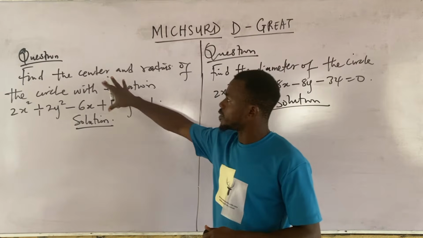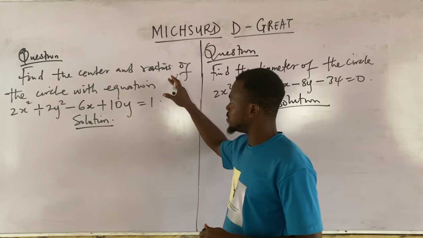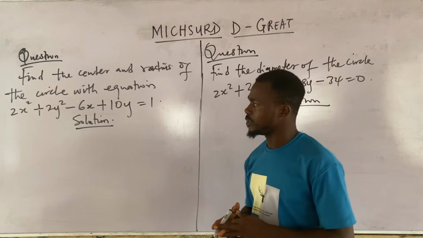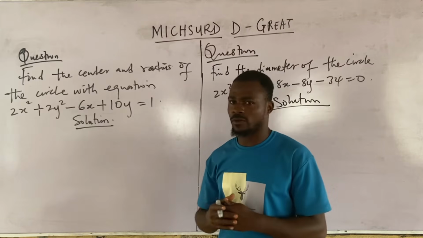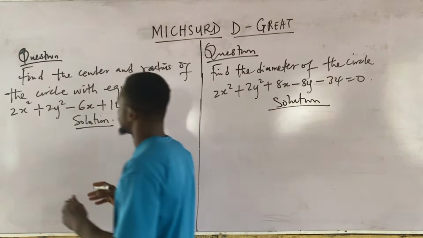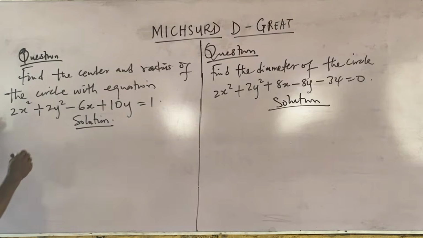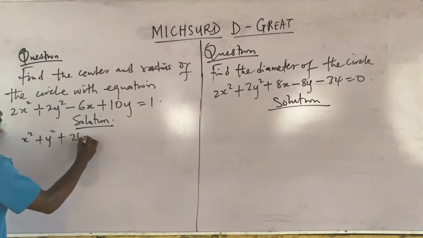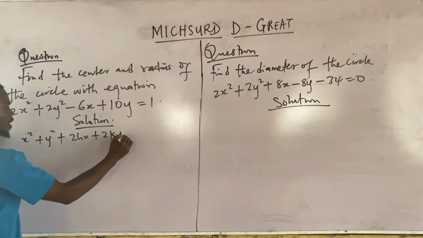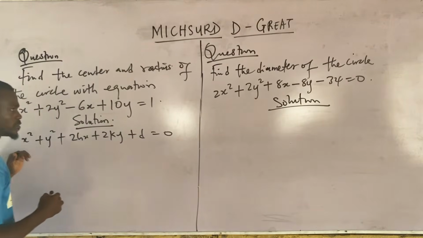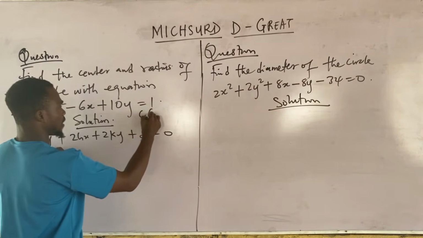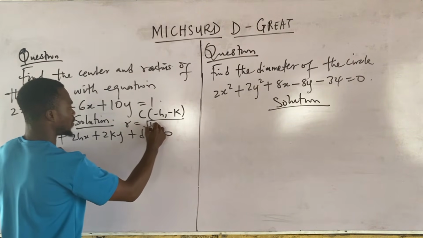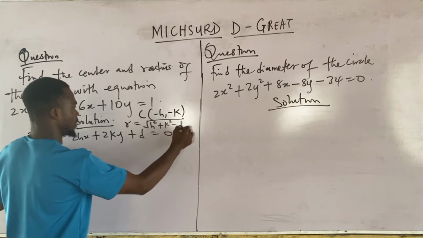So now we look at the next question: find the center and radius of the circle with the equation 2x squared plus 2y squared minus 6x plus 10y equal to 1. So in this case, we see that from the equation we have been using, x squared plus y squared plus 2hx plus 2ky plus d is equal to 0. And from the last class, we saw that the center is (-h, -k), and the radius is given as the square root of h squared plus k squared minus d.